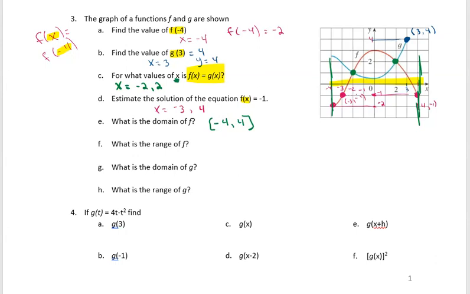What is the range? Range refers to the y values that you are using on your graph. So this time we need to look at the y's. So for our red graph, because we're still looking at f, it looks like this is the lowest and this is the highest. So all of the values between would be our range. So for this one, our range is -2 to 3.